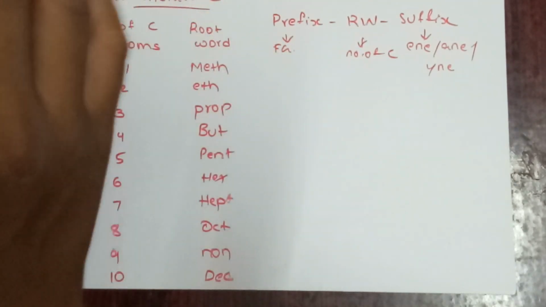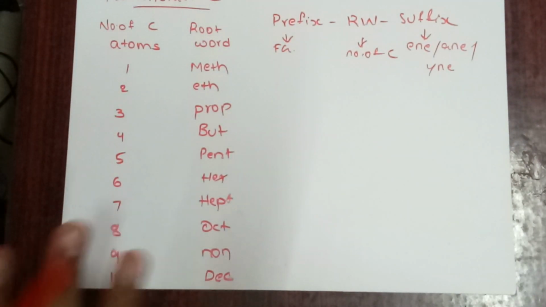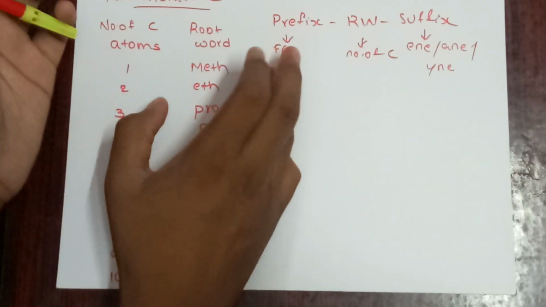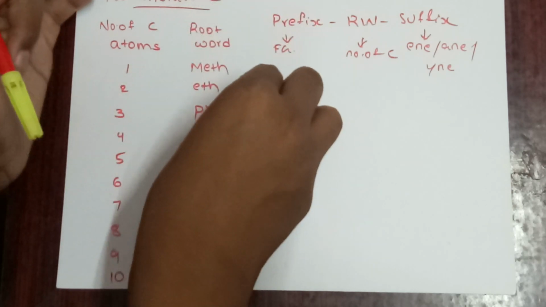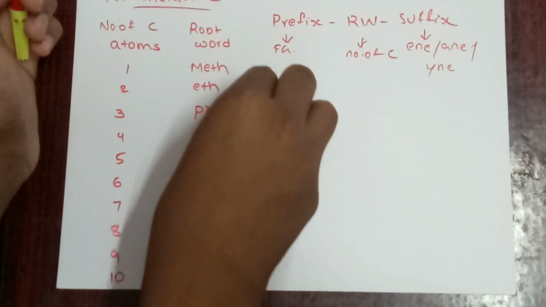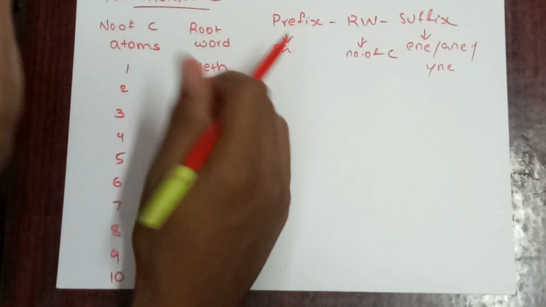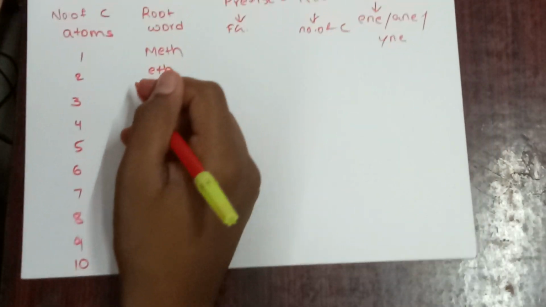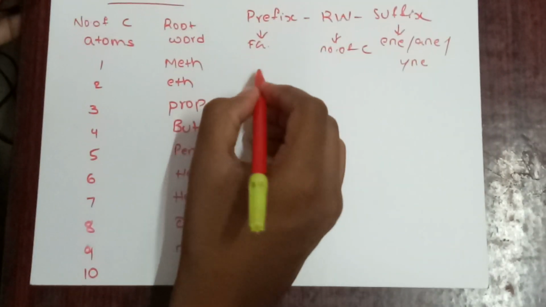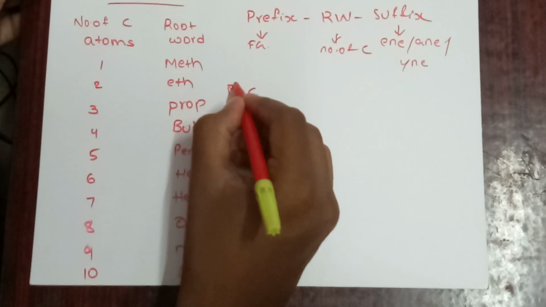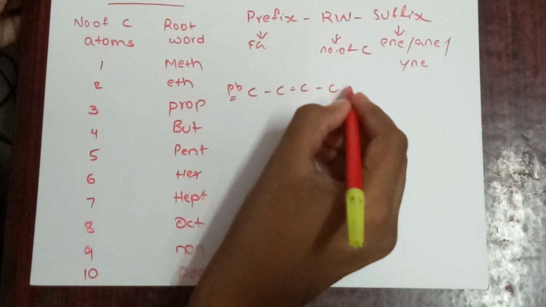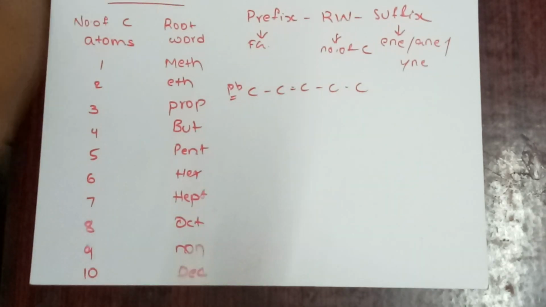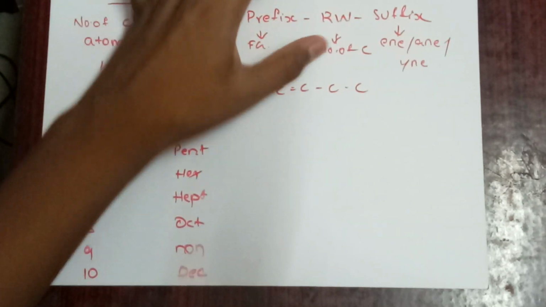We'll start by excluding functional groups. Going forward step by step, I'll include functional groups and then I'll explain in detail. Let's start with some carbon compound. We'll take some carbon compound, a chain of C, C, C, C and C. For this we'll write the brief name.